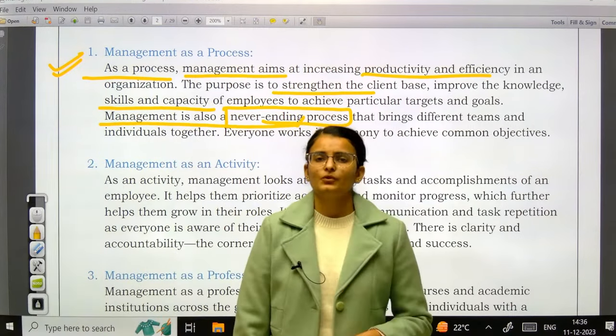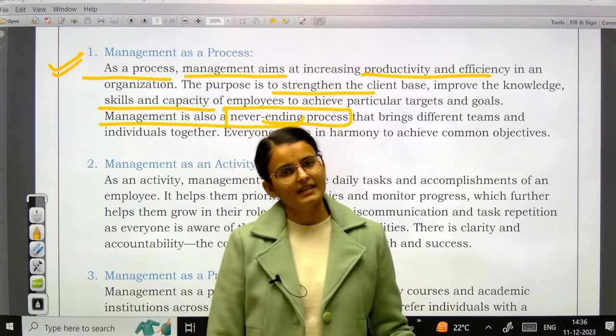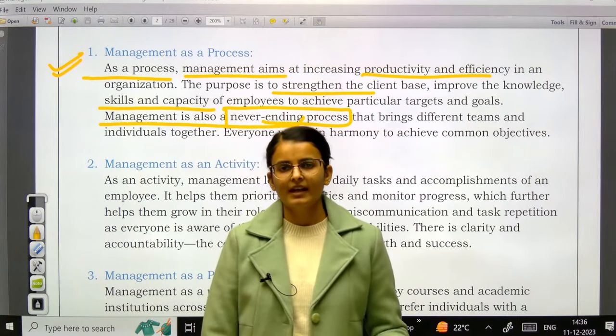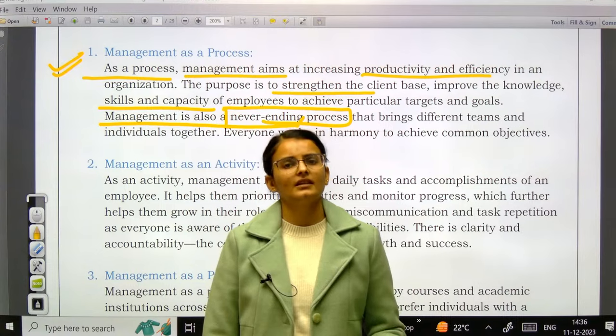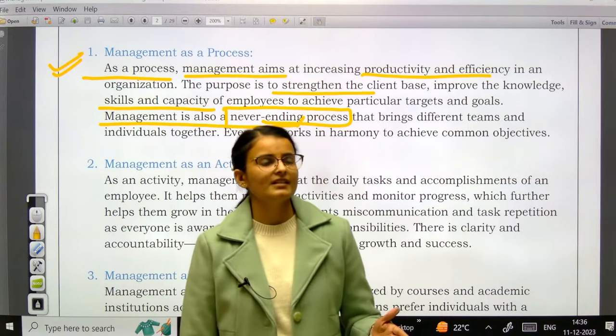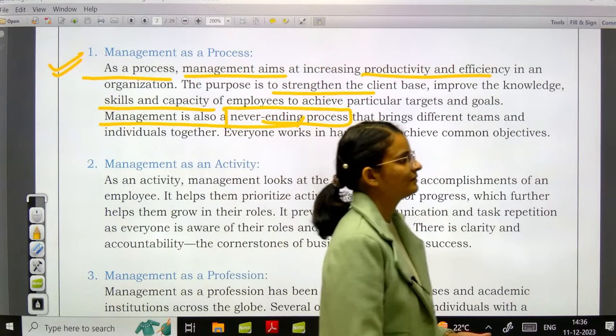So through management, when one objective is attained, then the second objective comes. When the second is attained, the third will be in queue. So management is a continuous process.